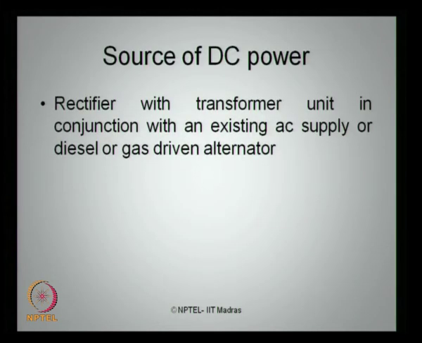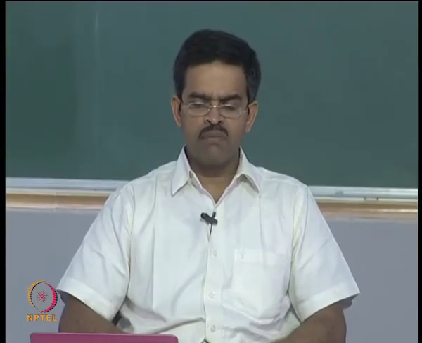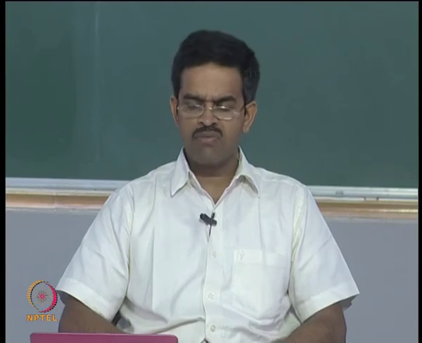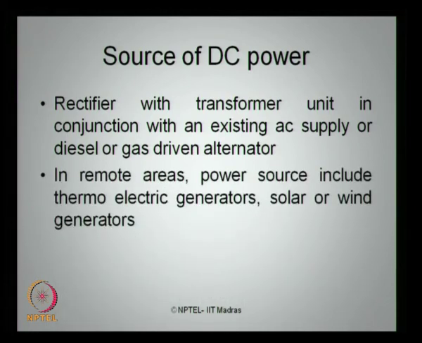When you talk about the source of DC power, which is a vital requirement in the case of the impressed current method, rectifiers with transformer units in conjunction with an existing AC supply can be used, or alternatively you can use either diesel or gas driven alternators. In remote areas, power sources include thermoelectric generators, solar or wind generators, which are commonly and widely deployed for generating the required DC power for the impressed current methodology of cathodic protection treatments.